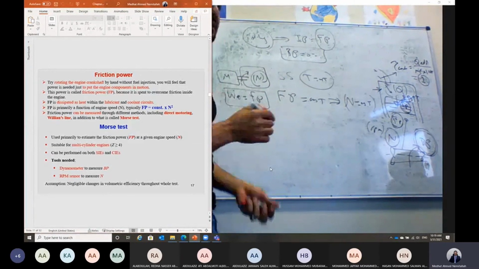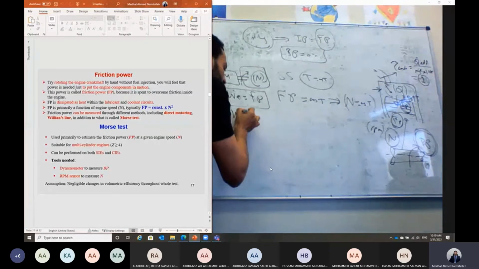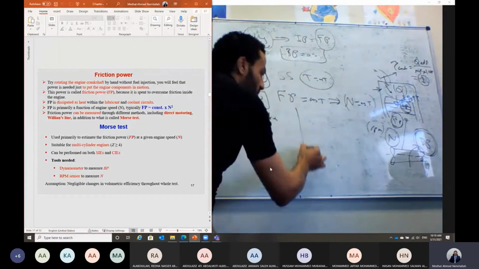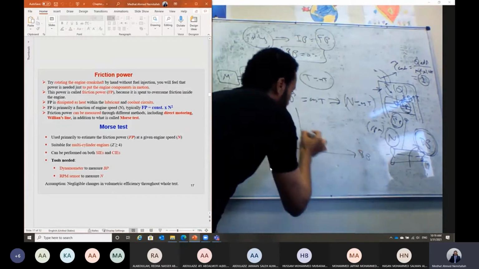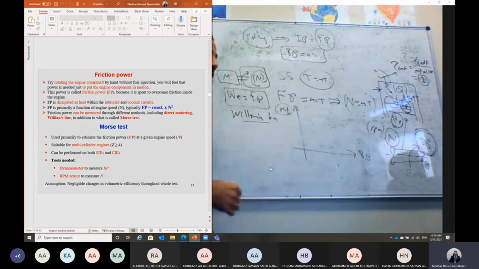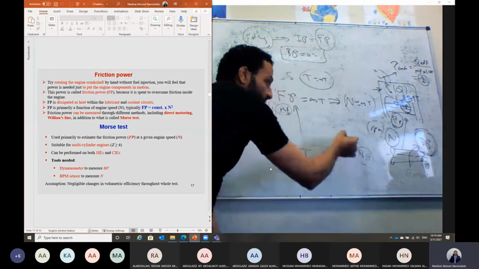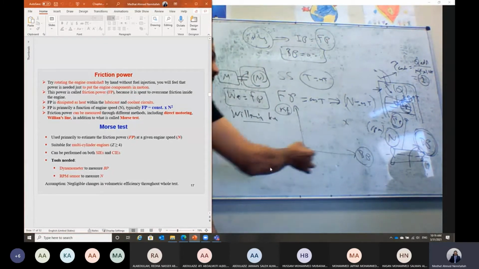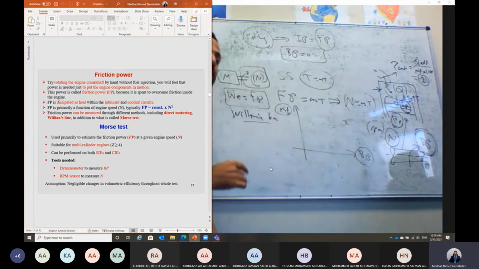Another method is called the Willans line. The Willans line is an experiment in which we run the engine at different loading conditions, and each time we calculate the mass flow rate of the fuel consumed by the engine at a given brake power. Each time we record the mass flow rate. We said we can measure brake power using a dynamometer. But how can we measure the mass flow rate of fuel?